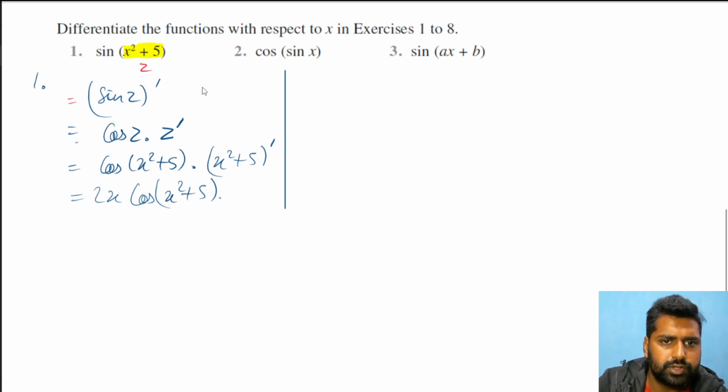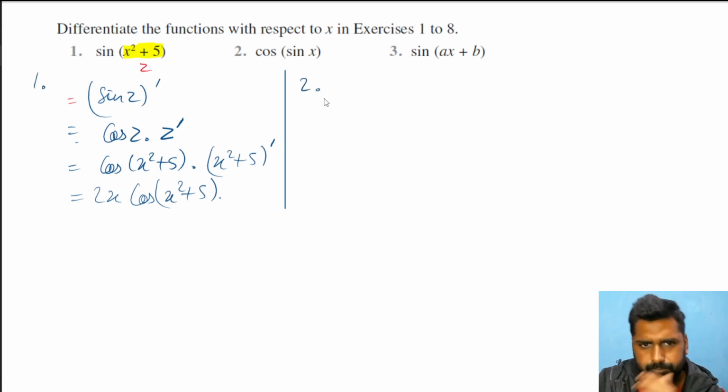That was your first question. Second one, cos bracket sin x. I just explained these kinds of questions. Again, leave the first function. The second function needs to be taken as z.